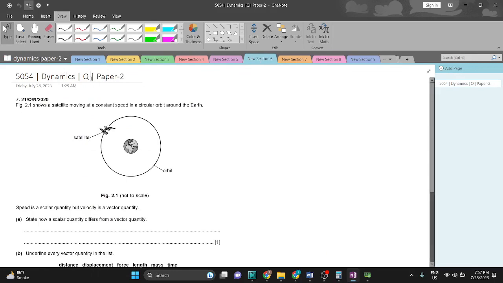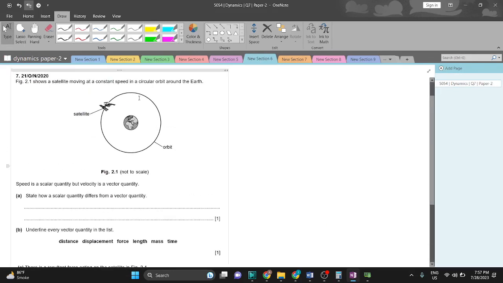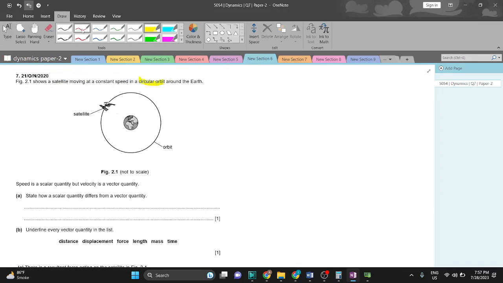Question 7. Figure 2.1 shows a satellite moving at a constant speed in a circular orbit around the Earth. Circular orbit means it is subjected to centripetal force, which will give us a resultant force towards the center. Speed is a scalar quantity but velocity is a vector quantity. State how a vector quantity differs from a scalar quantity.